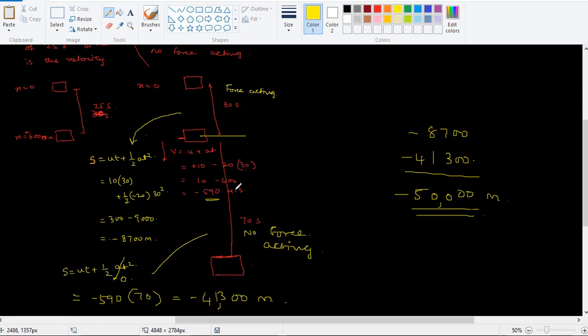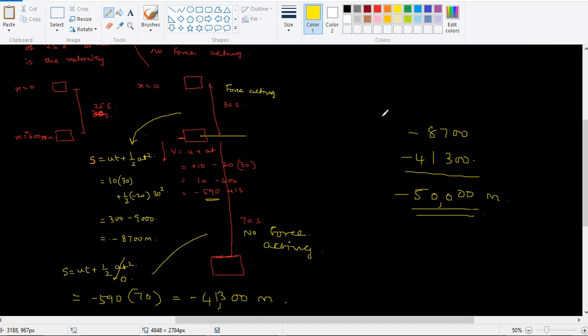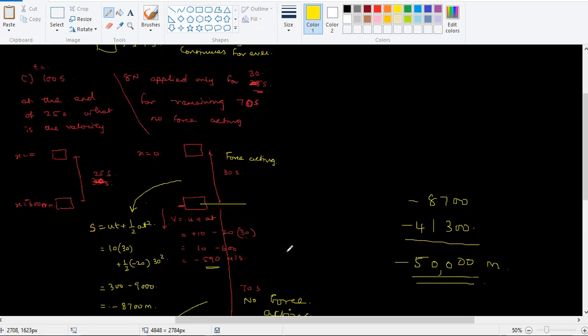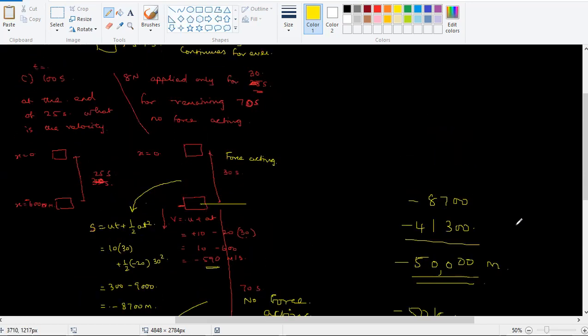Galileo's experiments and Newton's laws say that when an object is going at a particular speed, it will keep on going at the same speed without any change unless some external force acts on it. Very simple. Only thing you should understand is that there are two parts here. So we can also write this as minus 50 kilometers. So that is for your C part, C question.